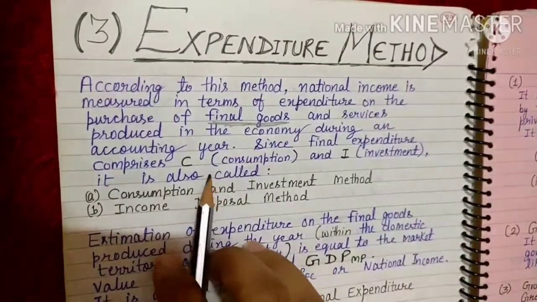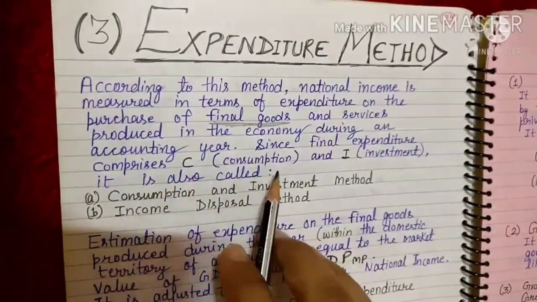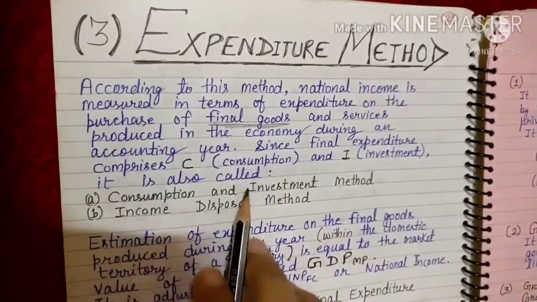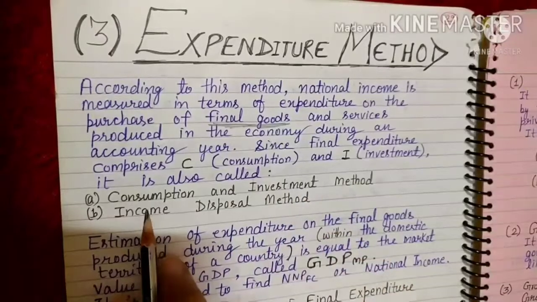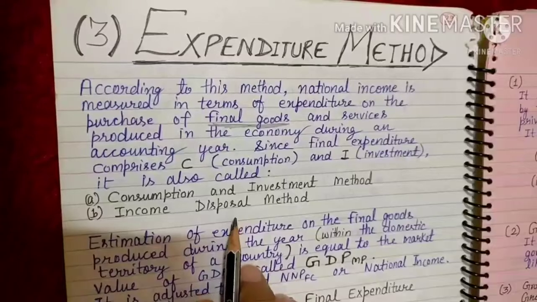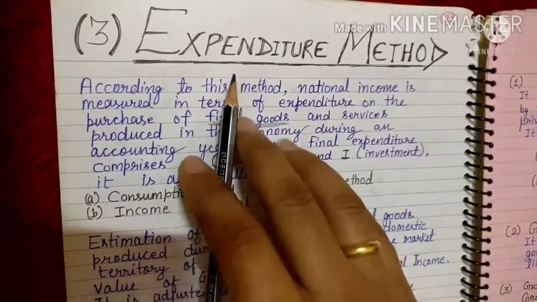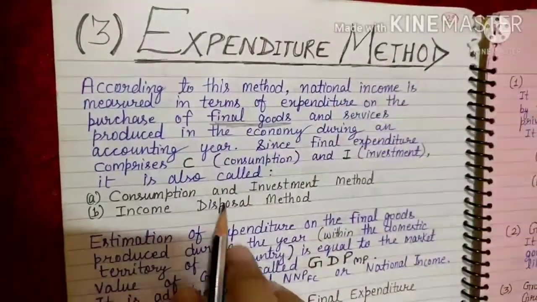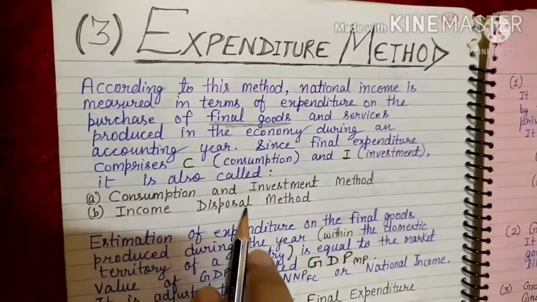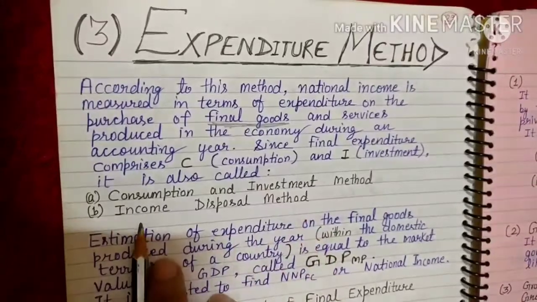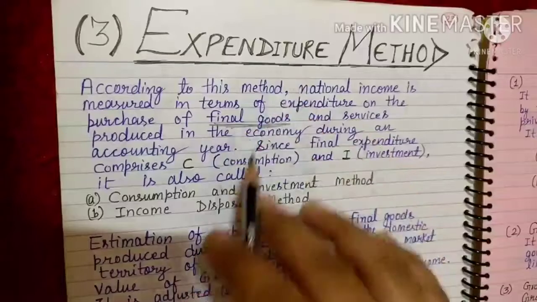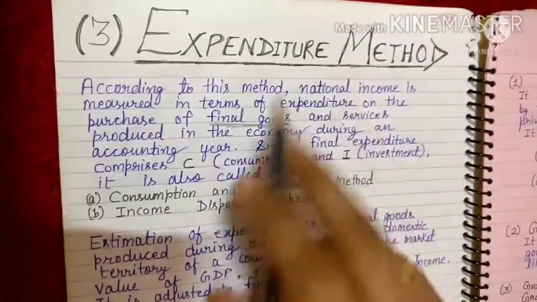So final expenditure includes what? Consumption also and investment also. That's why it is also called consumption and investment method. So it can come in 1 mark questions that expenditure method is also known as consumption and investment method. Then it is also known as income disposal method. So these are two more names of expenditure method. Don't be confused in this one.